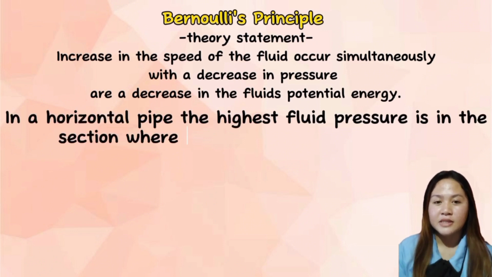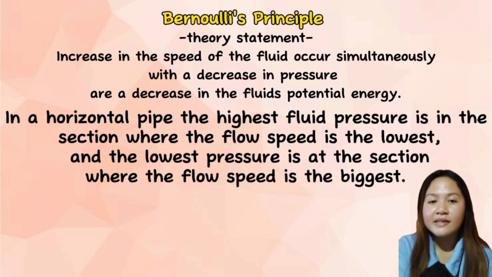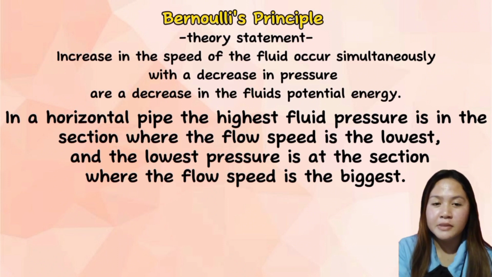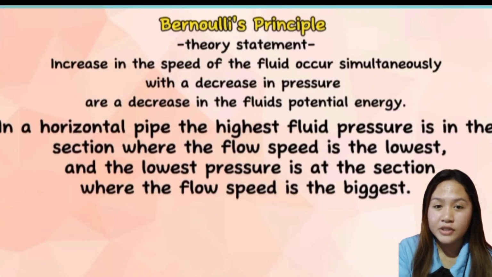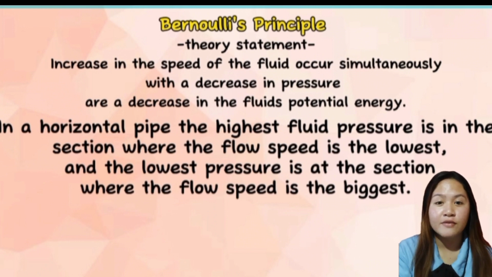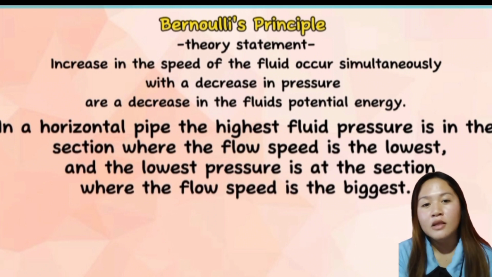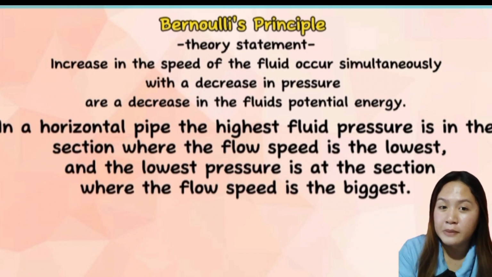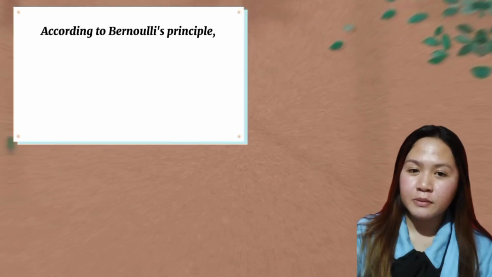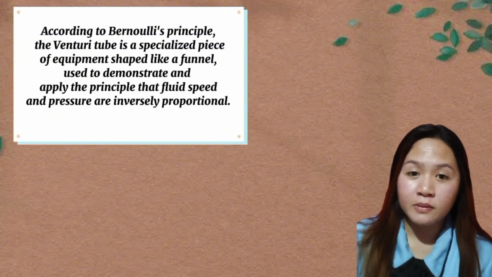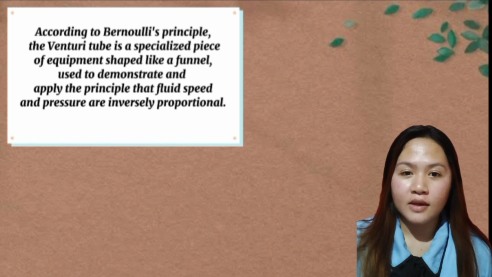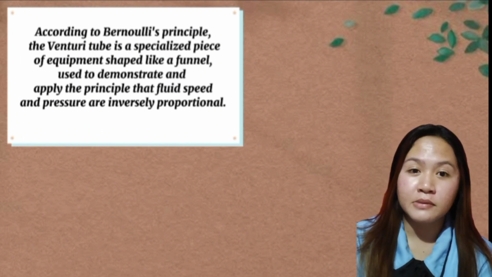Now let's proceed to its theory statement. An increase in the speed of the fluid occurs simultaneously with a decrease in pressure and a decrease in the fluid's potential energy. In a horizontal pipe, the highest fluid pressure is in the section where the flow speed is the lowest, and the lowest pressure is at the section where the flow speed is the biggest. According to Bernoulli's principle, the Venturi tube is a specialized piece of equipment shaped like a funnel used to demonstrate and apply the principle that fluid speed and pressure are inversely proportional.